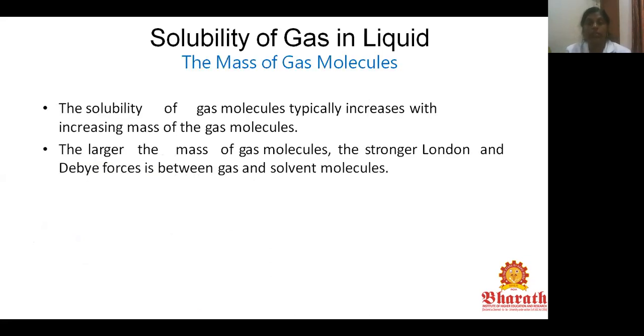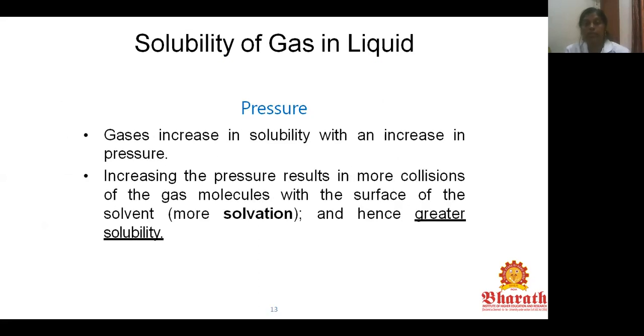So the first one, the mass of the gas molecules. The solubility of gas molecules typically increases with increasing mass of the gas molecules. So the larger the mass of the gas molecules, the stronger the London and the Debye forces between gas and the solvent molecules.